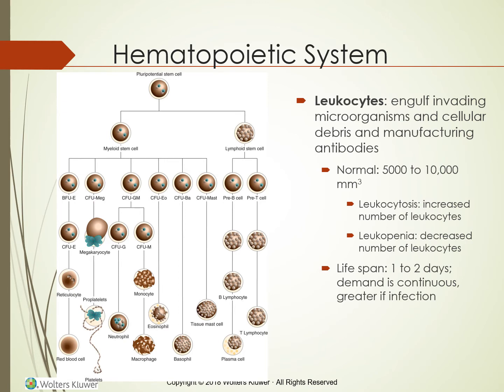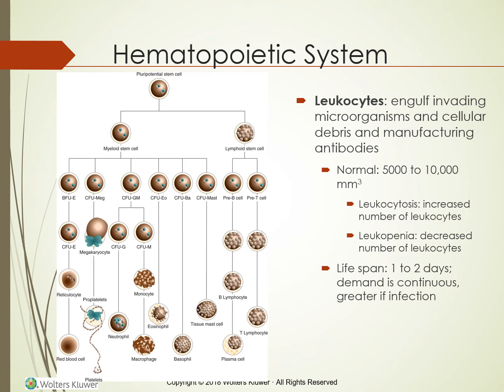Hematopoietic system. Leukocytes. Leukocytes, or white blood cells, perform various protective functions such as engulfing invading microorganisms and cellular debris and manufacturing antibodies. They not only circulate in blood, but they also migrate from the blood into the tissues to search for and destroy potentially harmful substances. The normal range of leukocytes is between 5,000 and 10,000 per millimeter to the third.